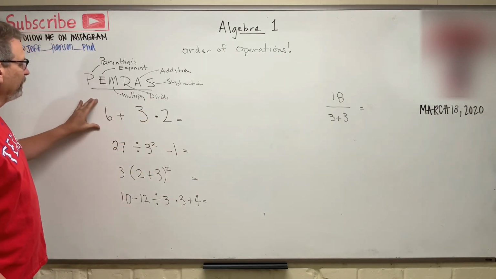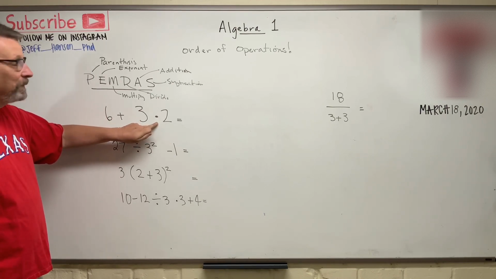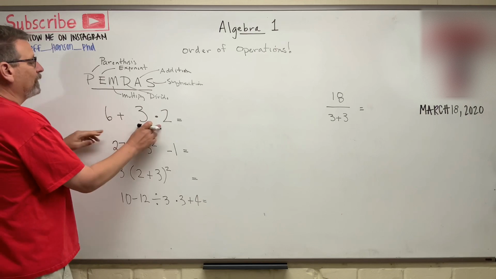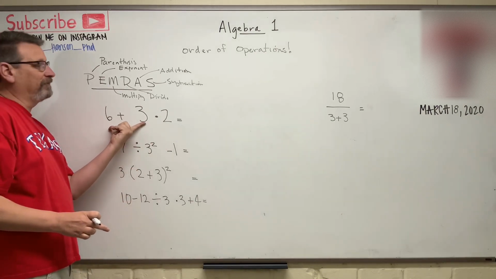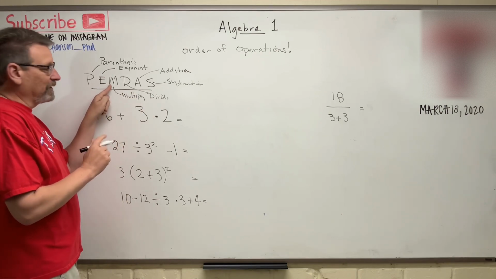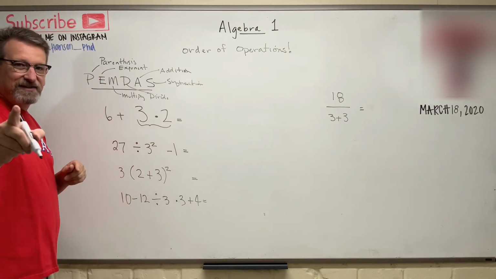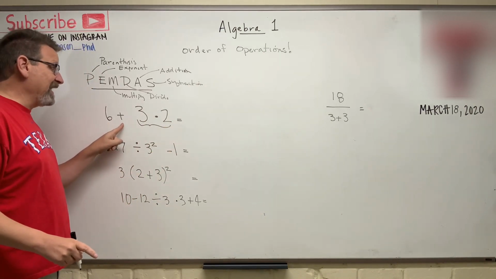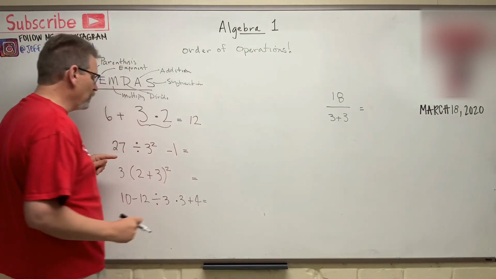So number one, what do I have? I have an addition, and I have the dot means multiplication, right? So which one do I do first? Do I do the multiplication operation, or do I do the 6 plus 3 first? Well, look, in the PEMDAS, who comes first? Multiplication comes first. So do this step one. 3 times 2 is 6. Then you do the addition plus another 6 is 12.